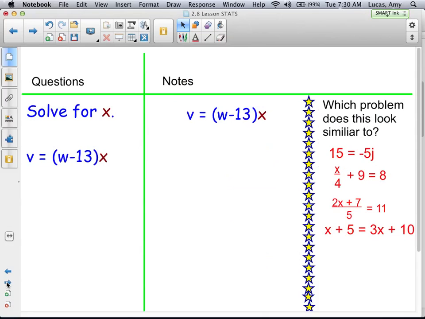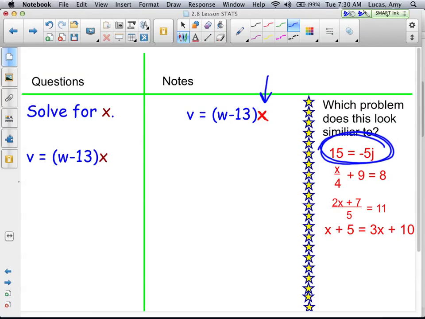The next one, I think, is very tricky because you're always inclined to take the variable x and distribute it because it's outside of the parentheses. We do not want to distribute it though because we are trying to isolate that x. So I want you to look over here at the top equation where we had negative 5 times j. This problem is actually similar to the negative 5 times j. We have two things being multiplied on the right-hand side. One of them happens to be the w minus 13, and then the other one is the x.